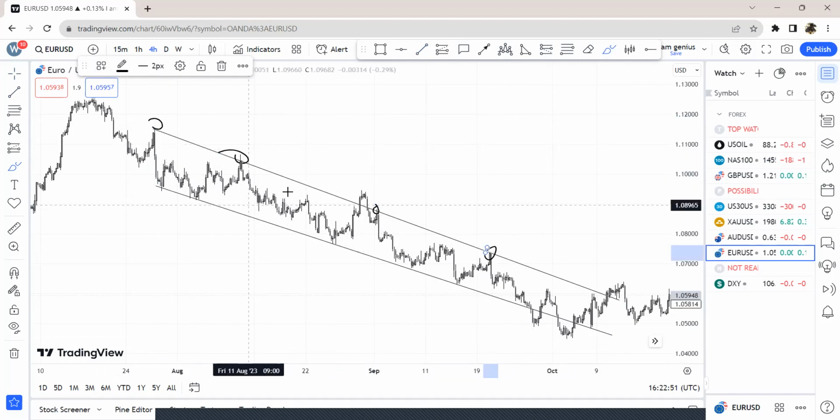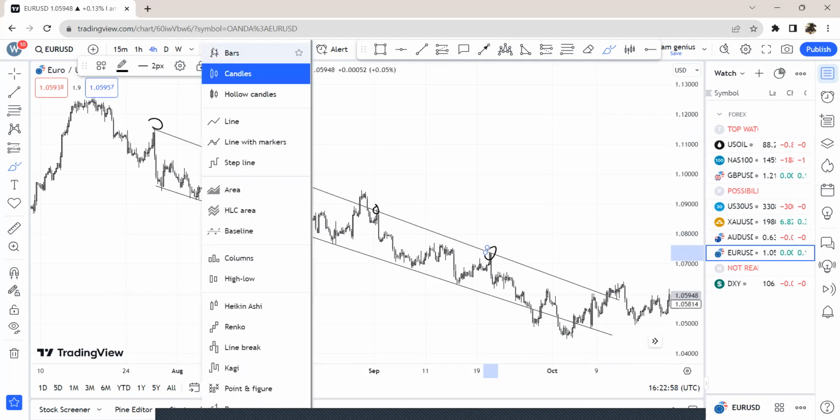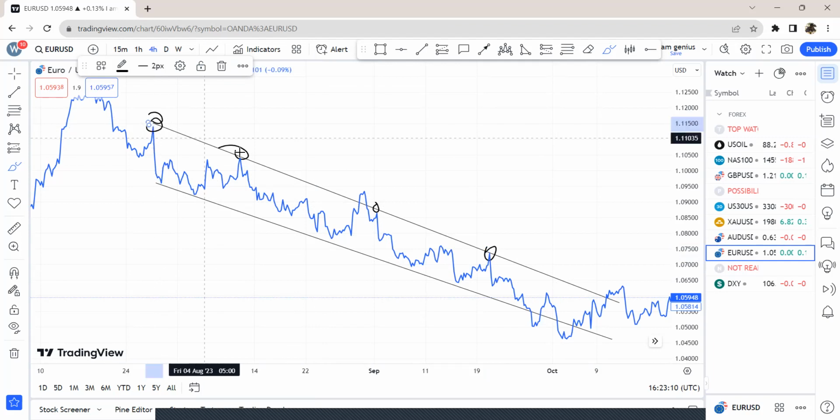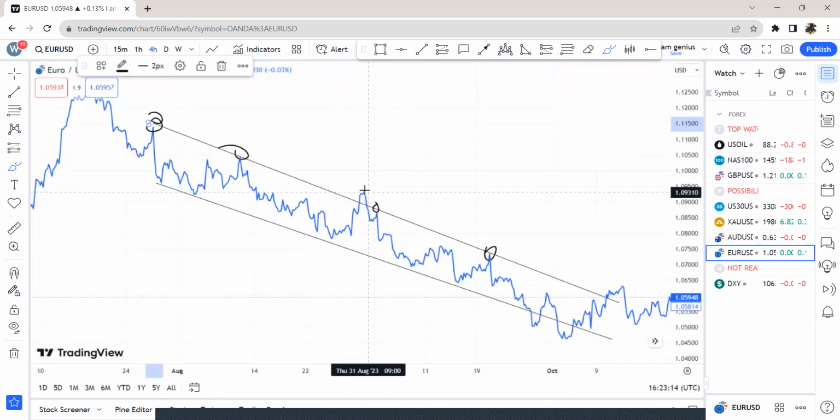In case you are not able to identify these levels, what I recommend or advise is to change these candles to a line chart. Now with a line chart, you'll be able to see the points quickly where the market had failed to push any further up. So you have that level, we have this other one here, we have this one smaller one here. Even this one can be counted.